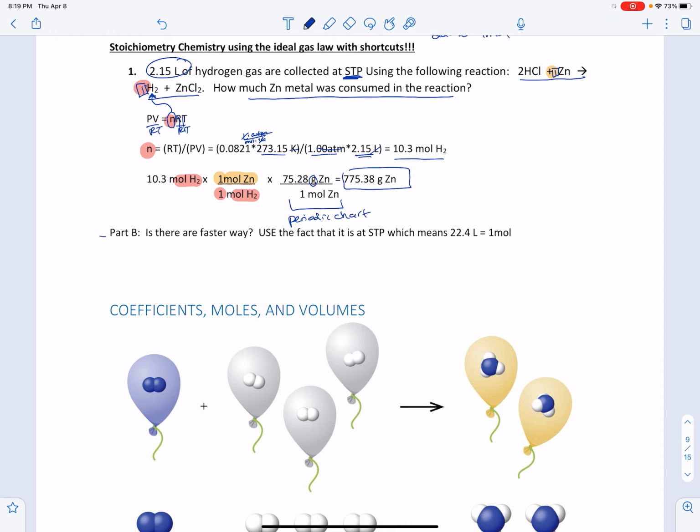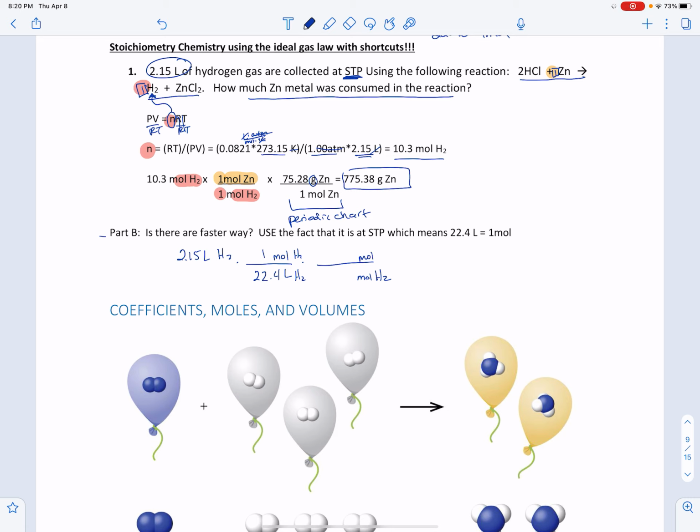Can you use the fact that it's at STP? Yeah, you can. So we know that we have 2.15 liters of hydrogen gas. Now, we also know because it's at STP, you can only do that at STP, 1 mole is 22.4 liters. This is of the hydrogen gas, right? Oh, look, now we're in moles of hydrogen gas.